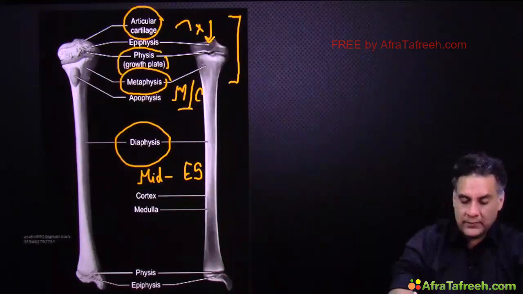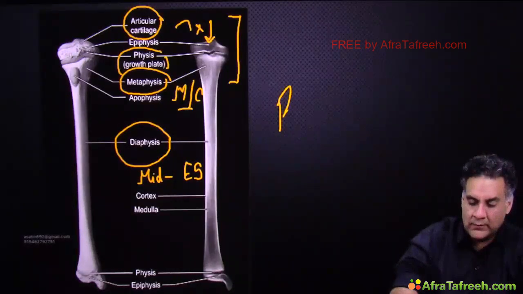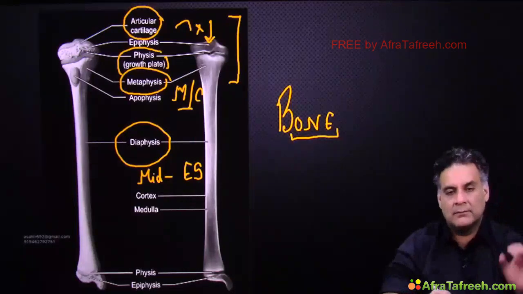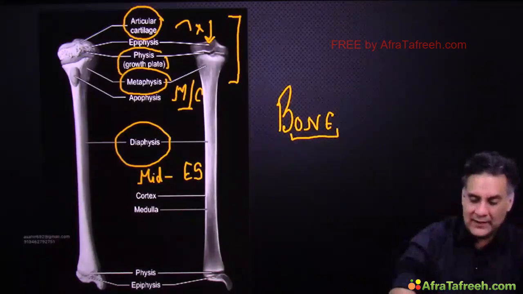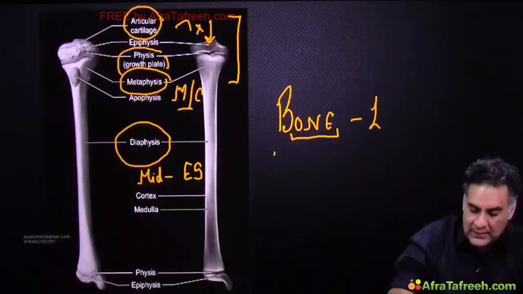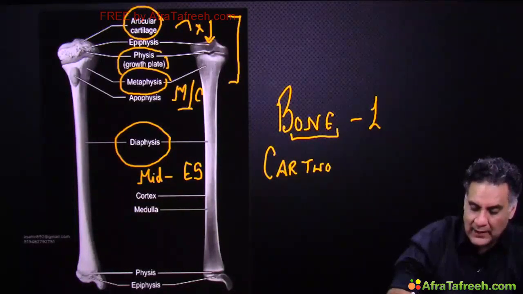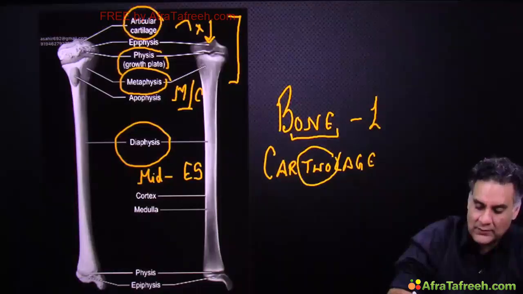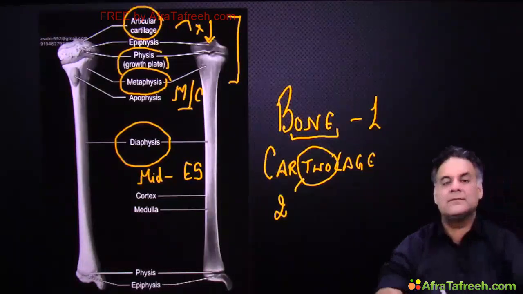Bone, look here, bone. That's how you write bone. It has a word one. So bone has one, so it has type 1 collagen. Cartilage, you can write it like this. Cartilage. It has two, so it has type 2 collagen.